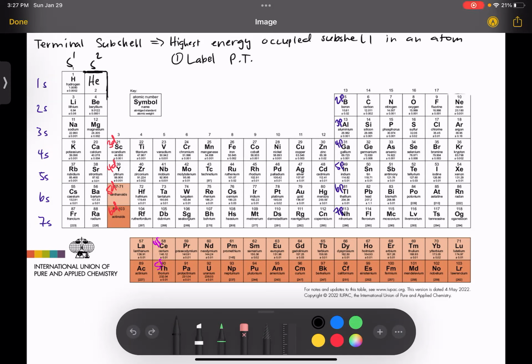Starting over here with scandium, recall that the D subshells can hold 10 electrons. So for scandium, yttrium, lanthanum, and actinium, these have terminal subshell configurations of 3D1, 4D1, 5D1, and 6D1 respectively. And I just do D1, and then here I'll do 2, 3, 4, 5, 6, 7, 8, 9, and then D10 over here.